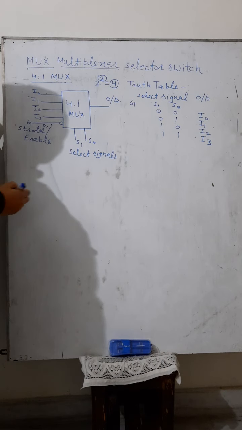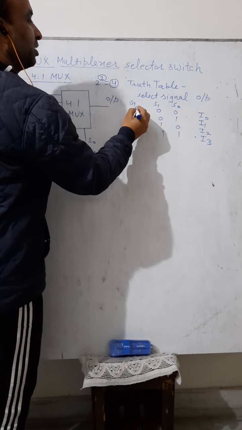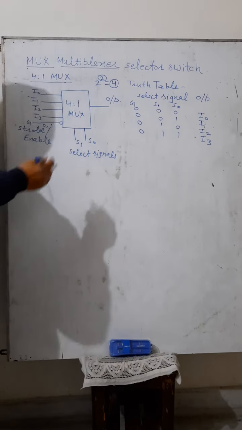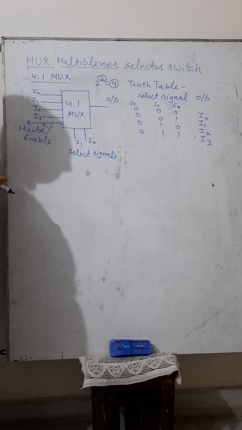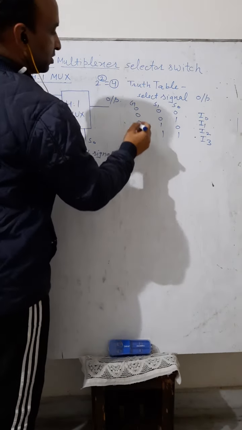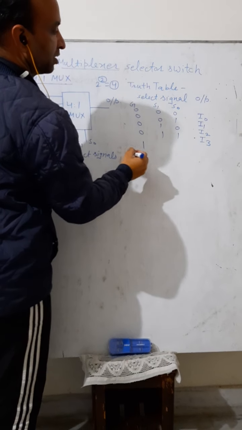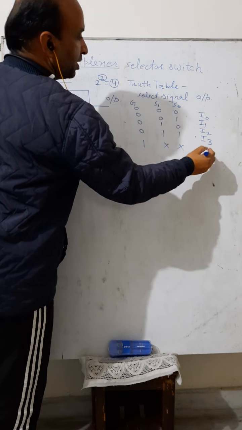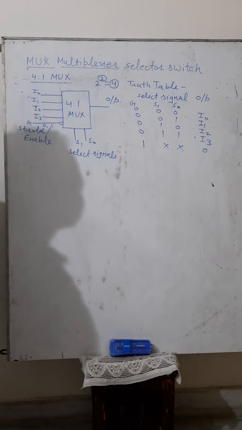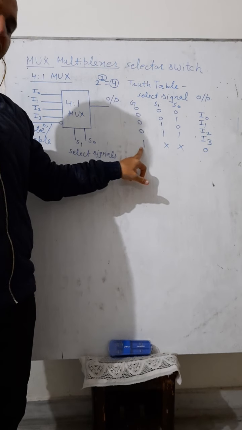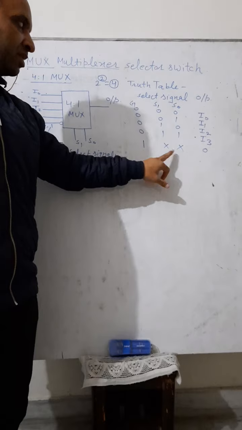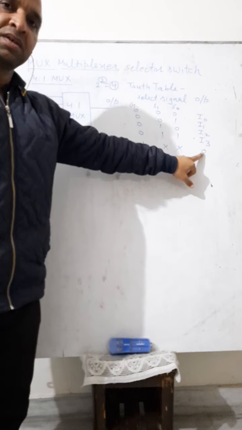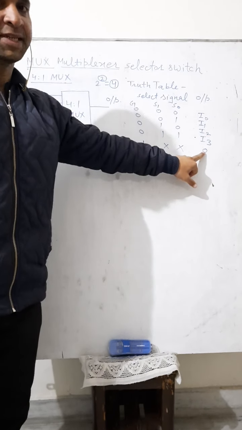Now the value of G will be 0, 0, 0, 0 for all these combinations where the mux has an active function. If the value of G is 1, then no matter what the value of the select signals, the output will be low. Whatever value you give to these select signals will not affect this output. This will permanently be in low state.